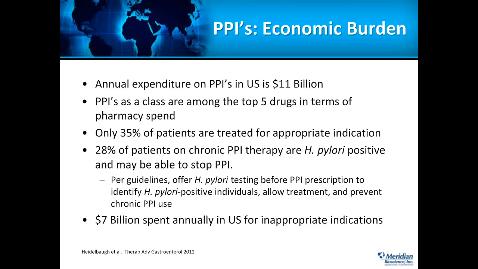So based on these studies, given that a significant proportion of PPI prescription is occurring in a population that does not have a good indication for the medication, about $7 billion of the expenditure is for inappropriate indications.